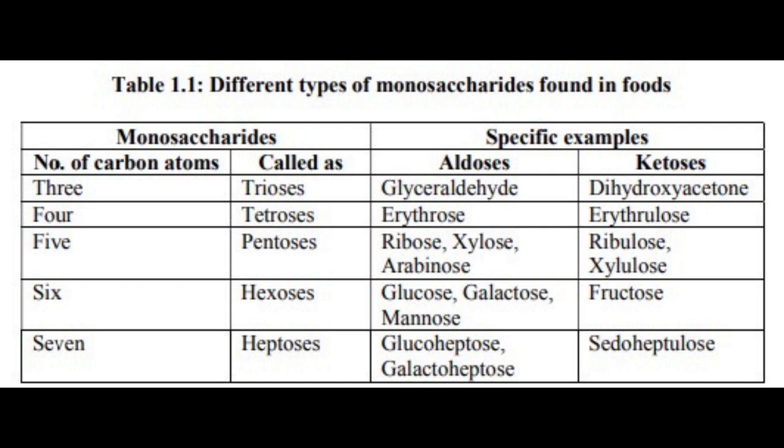Look at the screen. So far we have learnt about the different types of monosaccharides. It is also important to understand that monosaccharides exist as isomers. We shall understand this concept better by learning next about the isomers of monosaccharides.